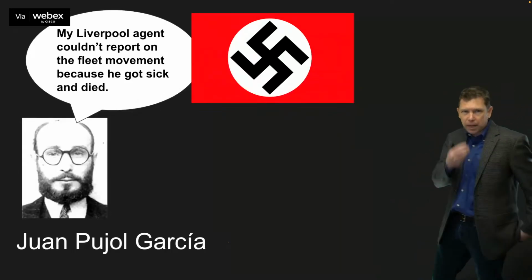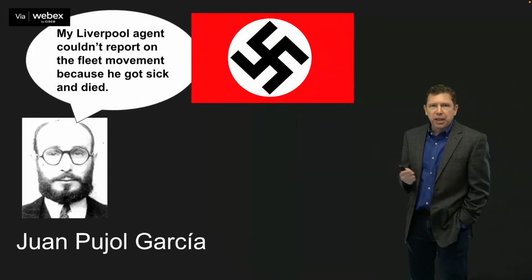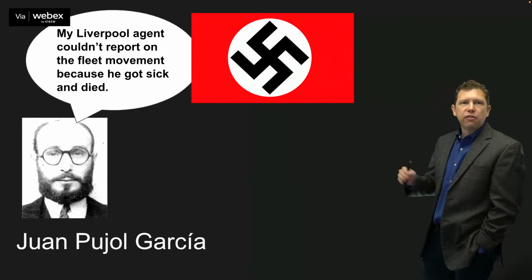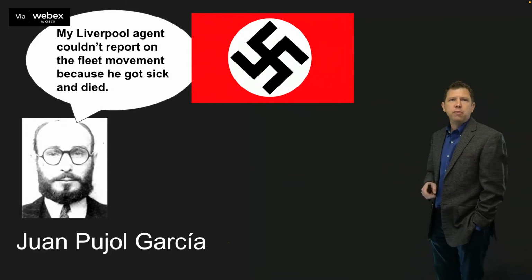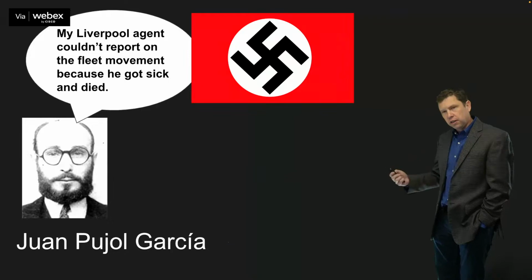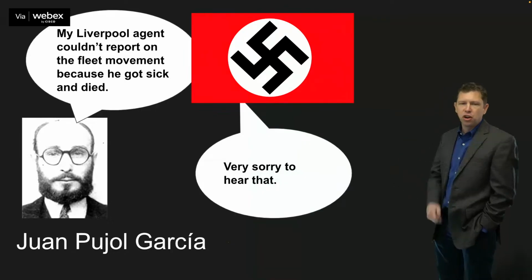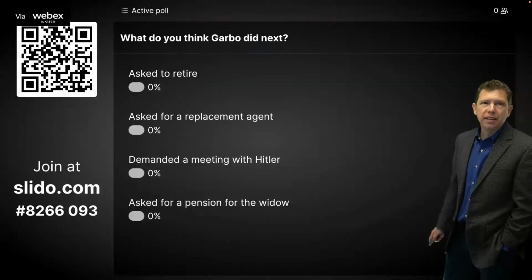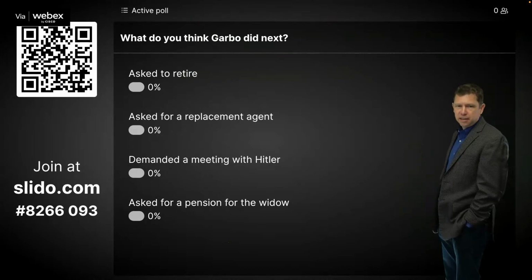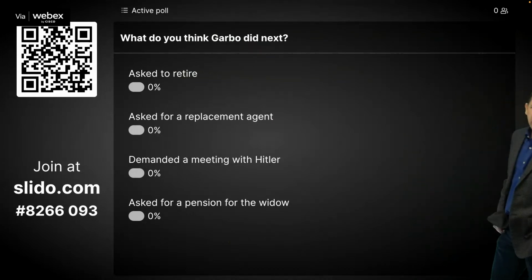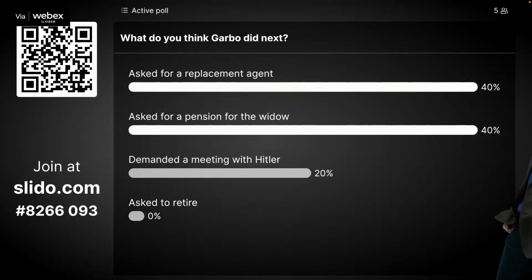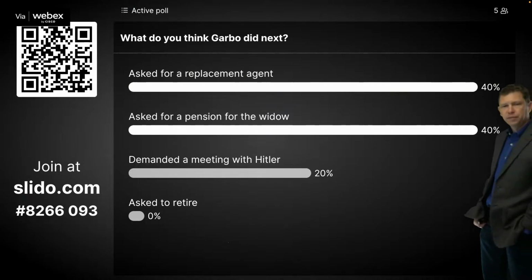Okay, so back to Pujol. Garbo, I'm going to call him Garbo. Okay, my Liverpool agent couldn't report on the fleet movement because he got sick and died. The Nazis are saying, I'm very sorry to hear that. Then Pujol comes back and says, what do you think he did next? Did he ask to retire, ask for a replacement agent, demand a meeting with Hitler, or ask for a pension for the widow?